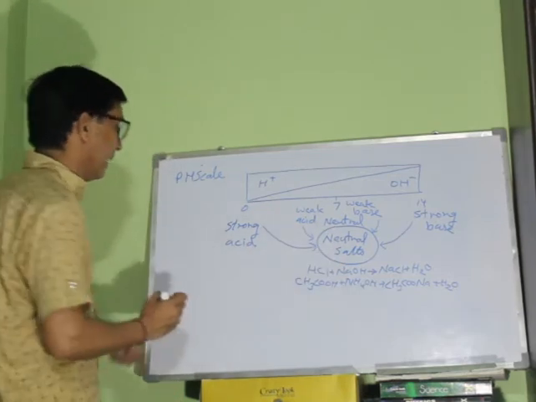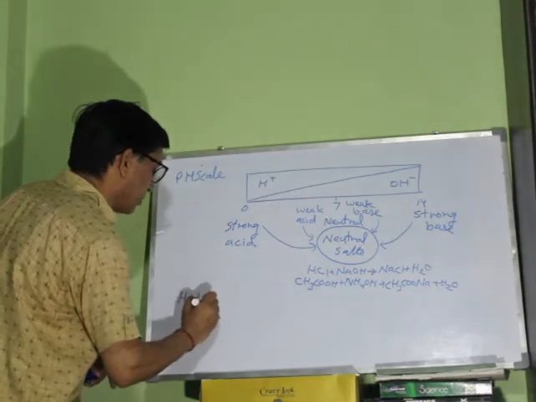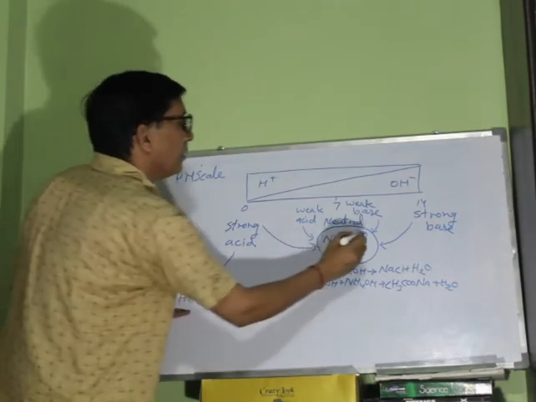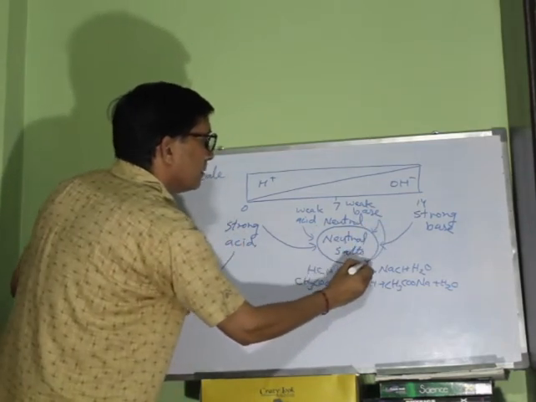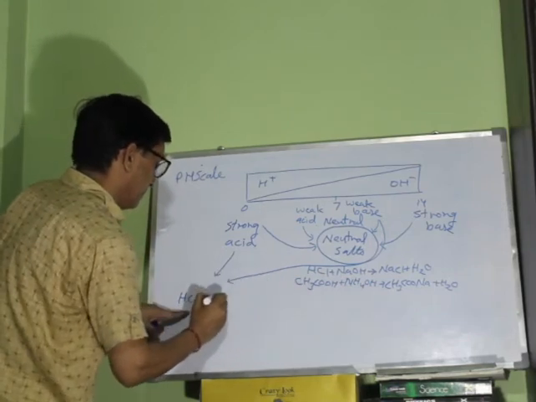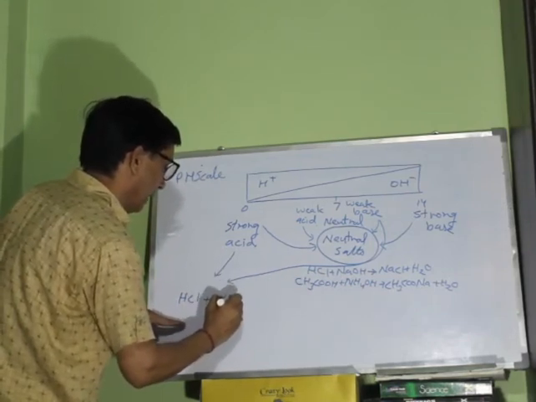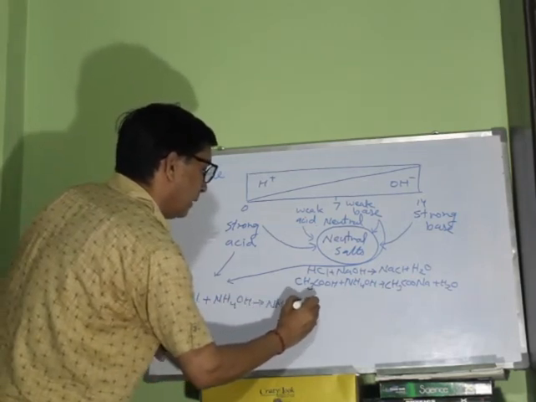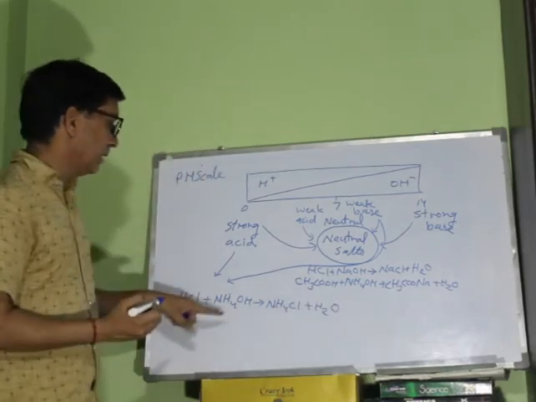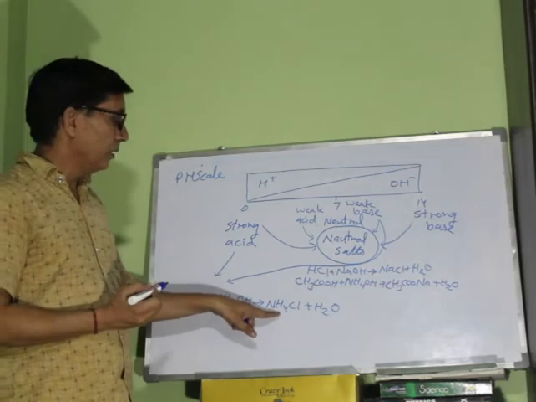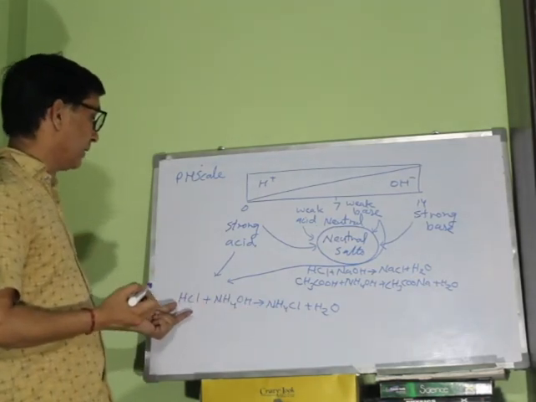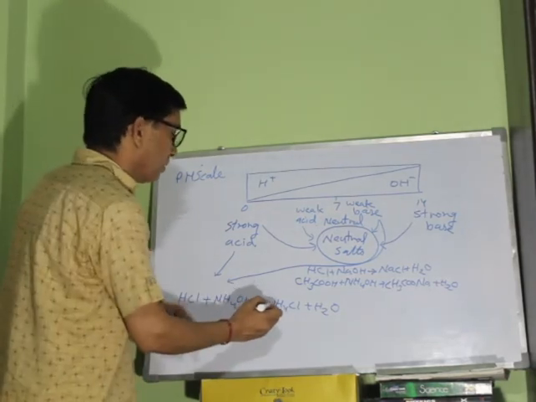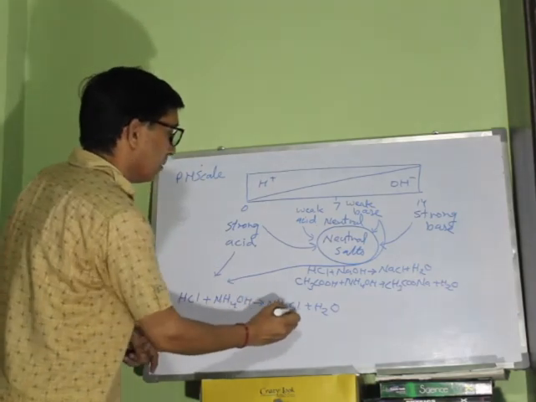Now think about the acidic salt. HCl is a strong acid and NH4OH is a weak base. It will form NH4Cl and H2O. So this is an acidic salt. Ammonium chloride is an acidic salt formed by the reaction of hydrochloric acid and ammonium hydroxide.